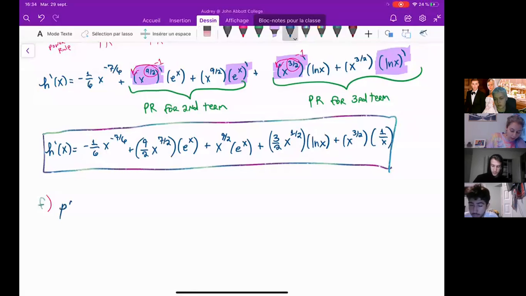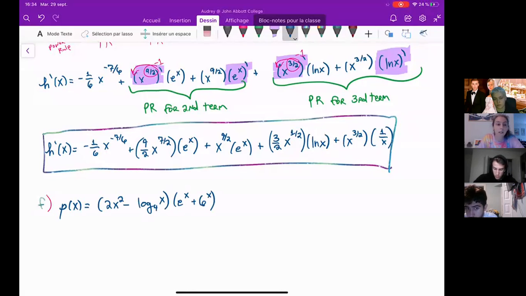So I want you guys to take the derivative of p of x is equal to 2x squared minus log base 4 of x times e to the x plus 6 to the x. When you are done, I'm going to give you 3 to 4 minutes. In the chat, write your answer. So privately or not, I guess it doesn't matter. Just send me a chat message with your answer.